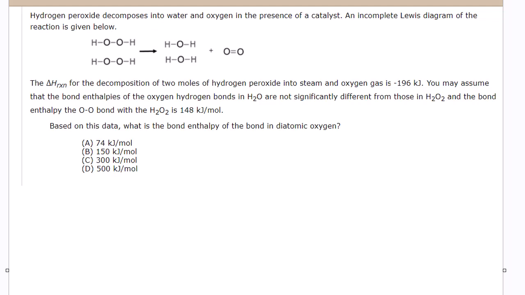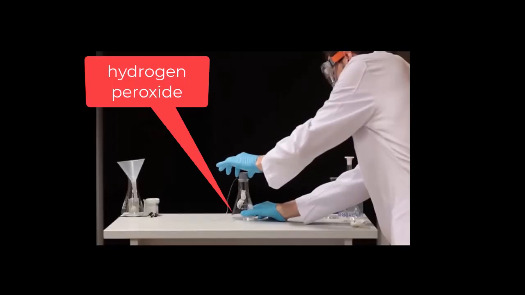Well, here's a multiple choice question on bond energy, and the bond energy questions are notoriously difficult, so let's see if we can solve it quickly and easily. We have hydrogen peroxide, which decomposes into water and oxygen. This is an exothermic reaction. It produces plenty of heat, and here's a short video of it.